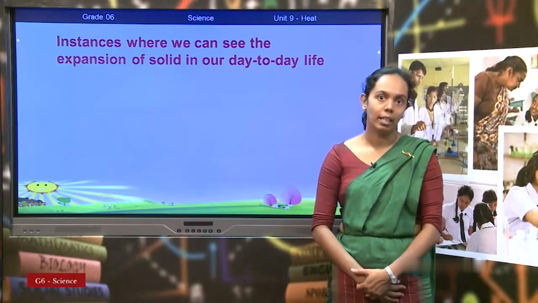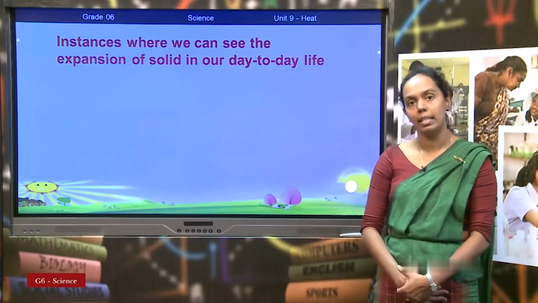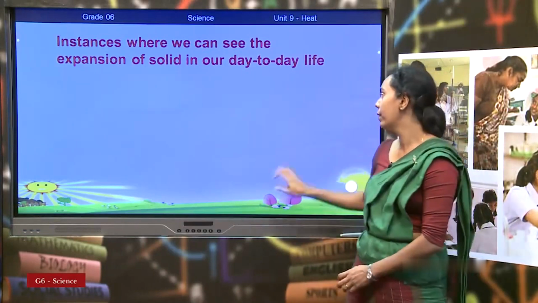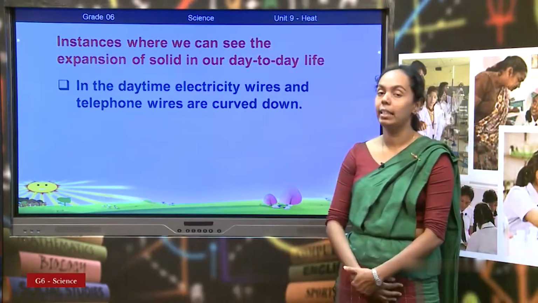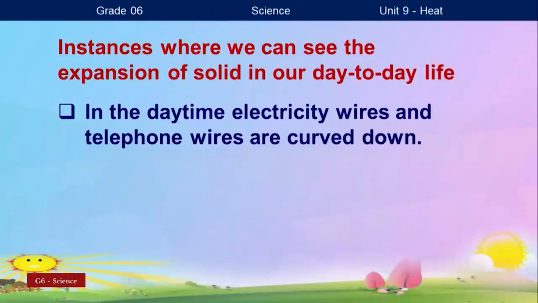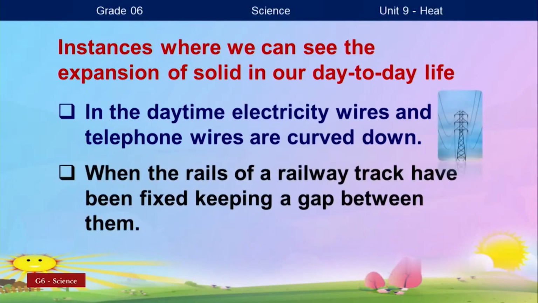Now we will see instances where we can see the expansion of solids. The first instance we can see is that in the daytime, electric wires and telephone wires are curved down. The second one is that when the rails of a railway track are fixed, a gap is kept between them.